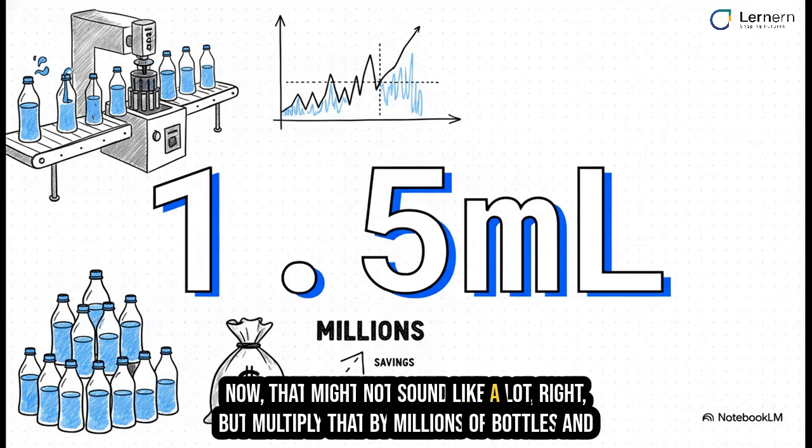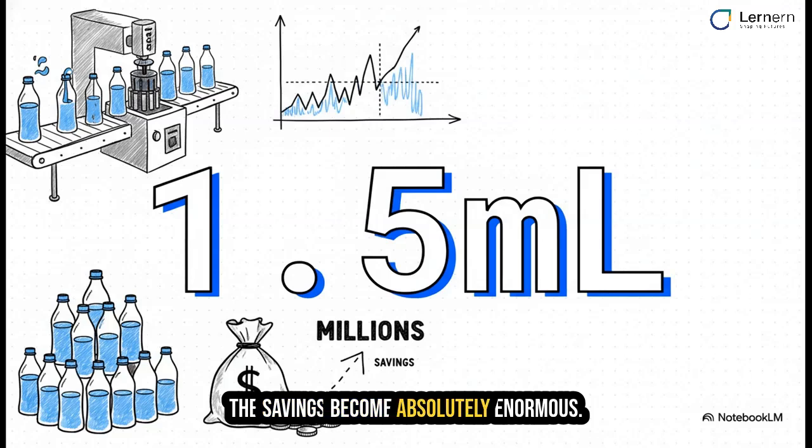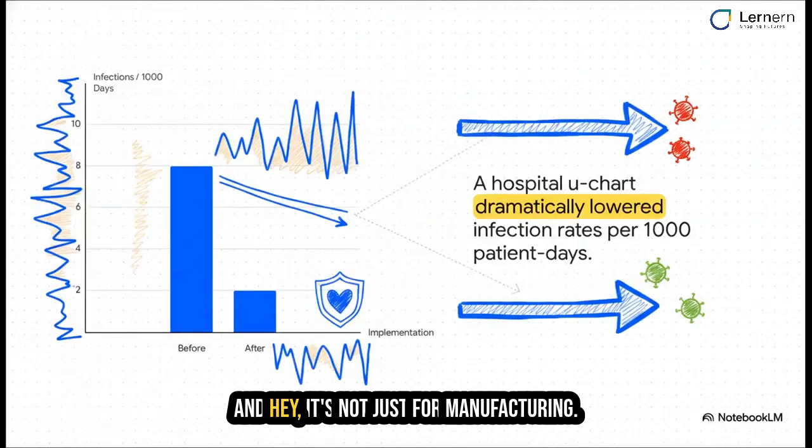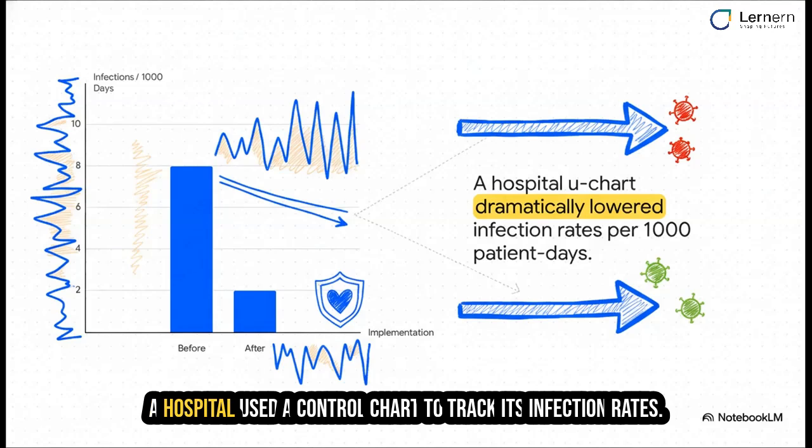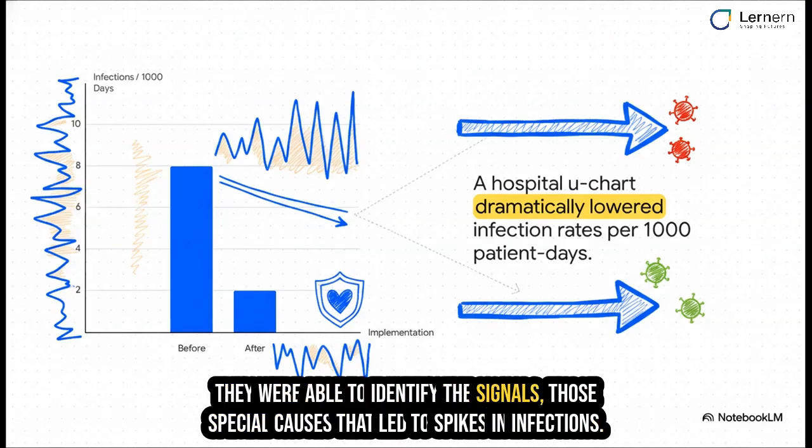Now that might not sound like a lot, right? But multiply that by millions of bottles and the savings become absolutely enormous. And hey, it's not just for manufacturing. A hospital used a control chart to track its infection rates. They were able to identify the signals, those special causes, that led to spikes in infections.